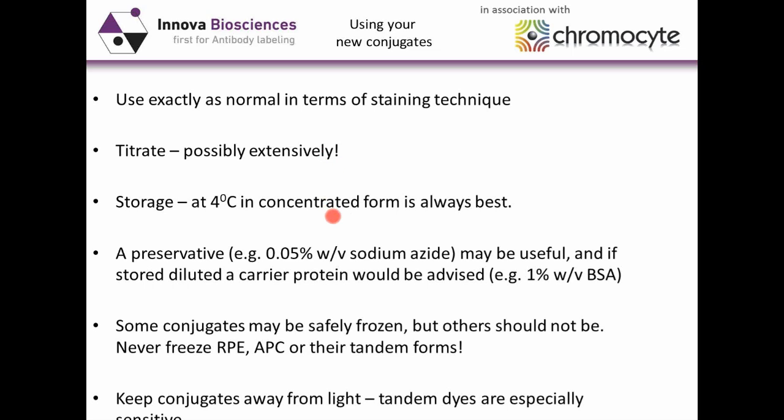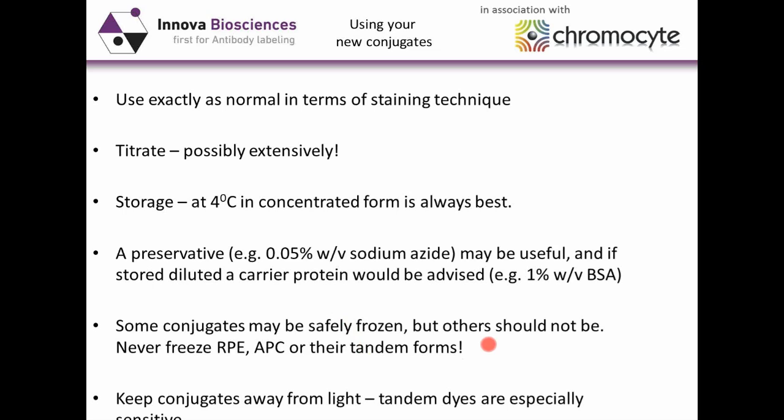Storage of your conjugate. The most reliable is to store at 4 degrees in a concentrated format. It may also be useful to add a preservative such as sodium azide, and if you wish to store your antibody diluted, a carrier protein such as BSA, as I mentioned earlier, would be useful.